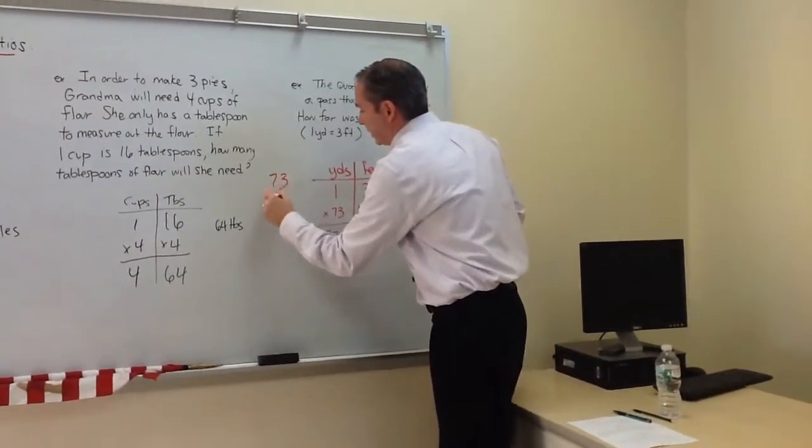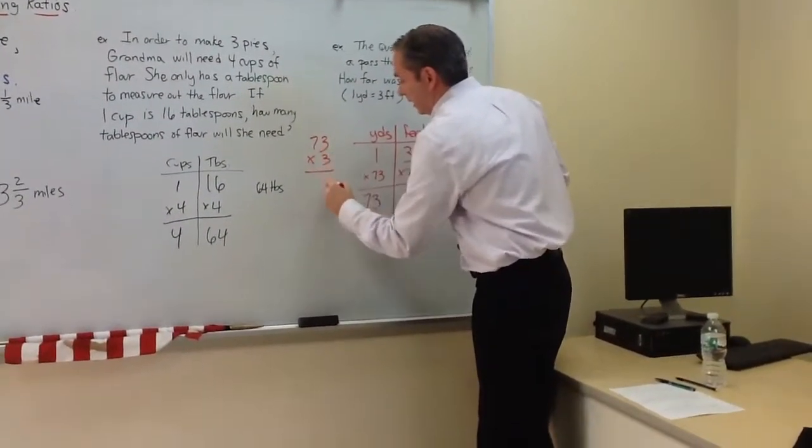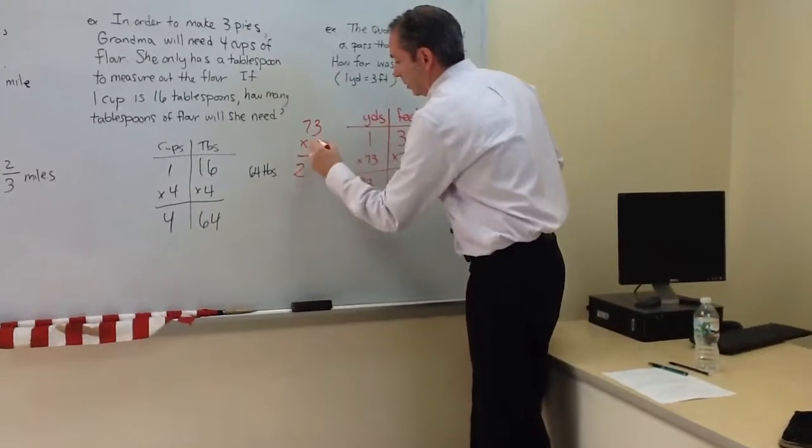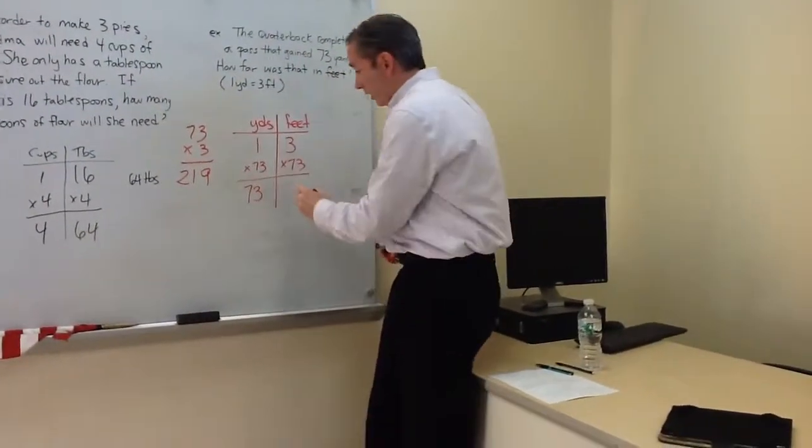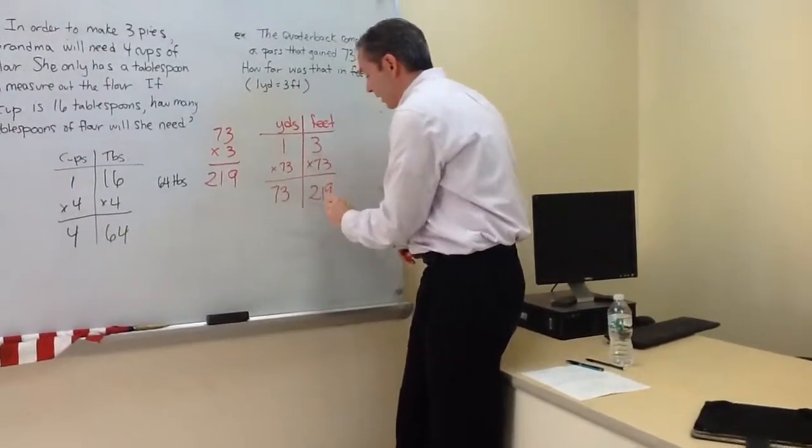And 73 times 3, 9, 21. So we know that 73 yards is 219 feet.